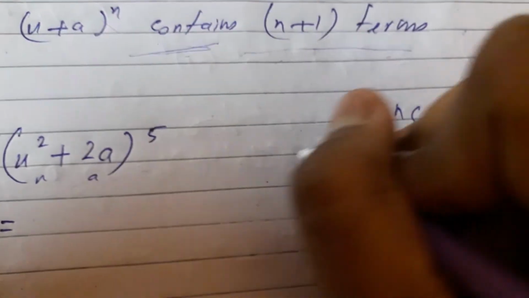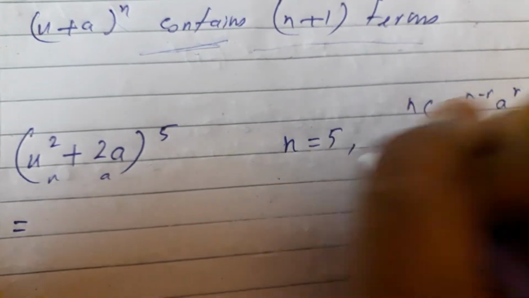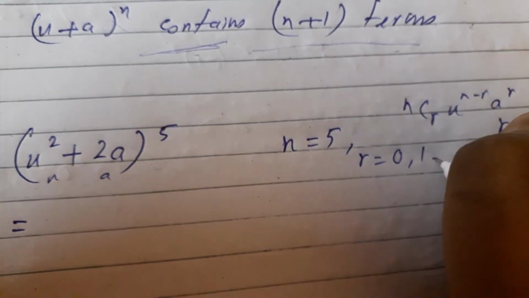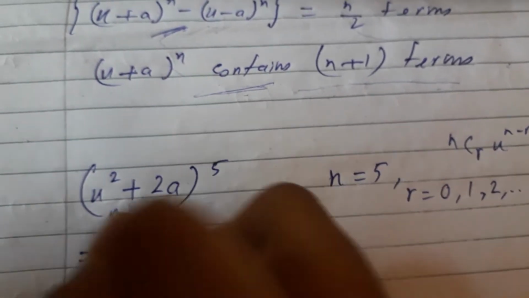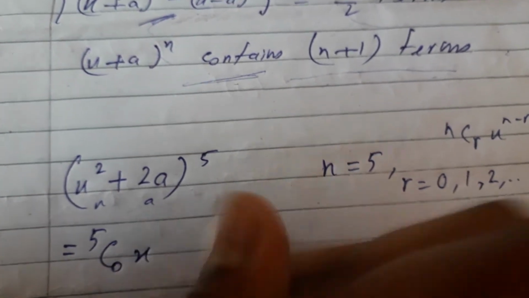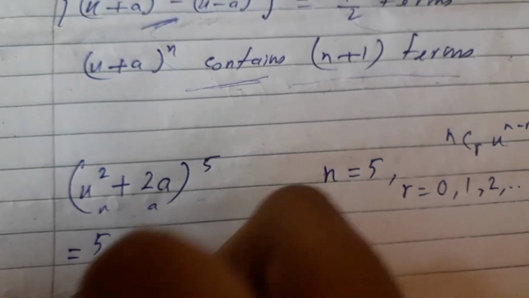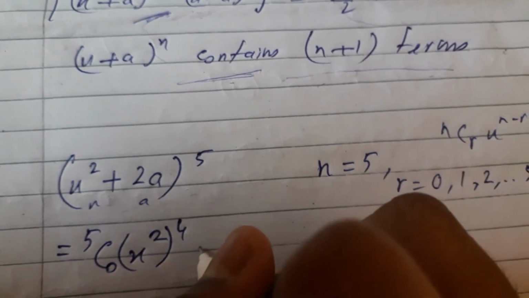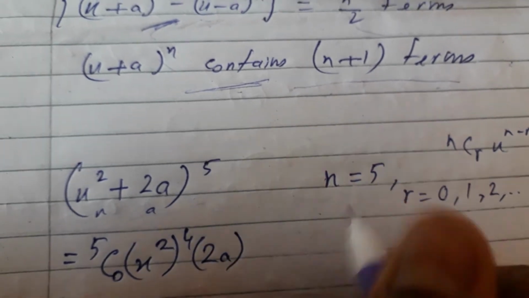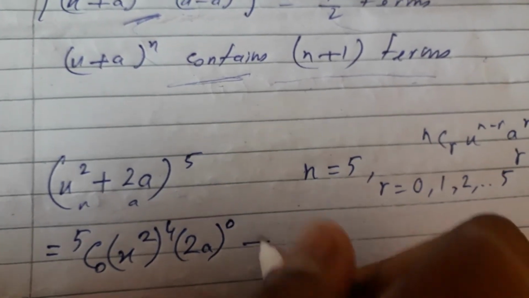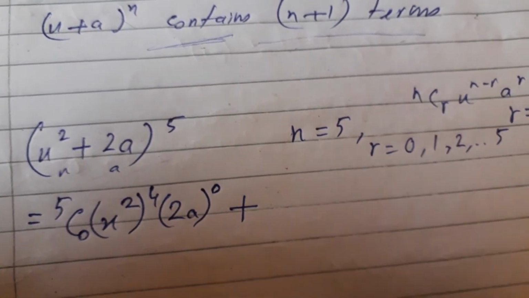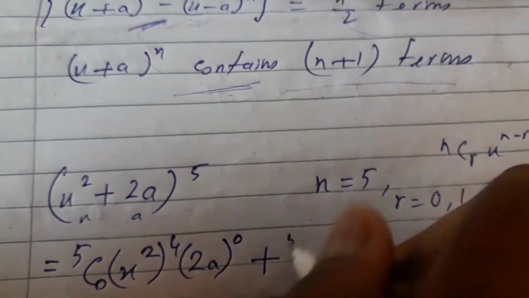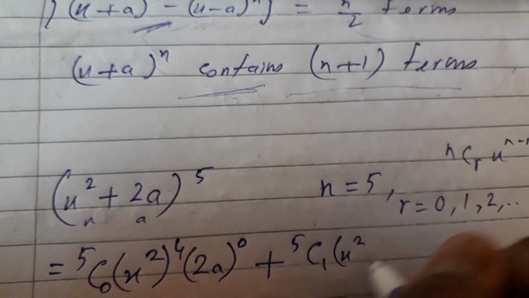Okay, so here what is given here, n is 5 and r will be 0, 1, 2, 3 and up to 5. Okay, so let's expand. See, n is 5, nCr x to the power, here x is x square, so x to the power n minus r, that is 4, and a to the power, a means 2a, a to the power r means here 0. We have to follow this format with r equals to 1, 2, 3, 4 up to 5. Okay, then see 5c1 x square.